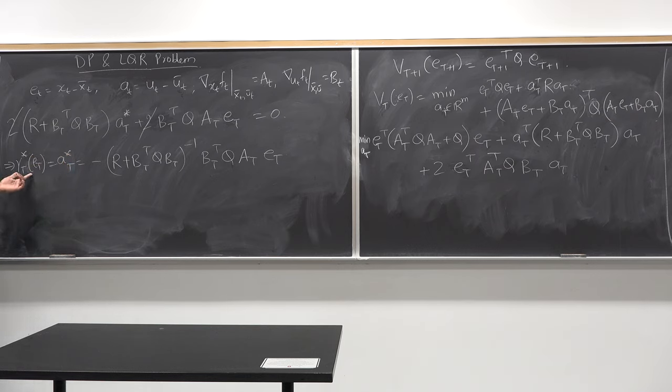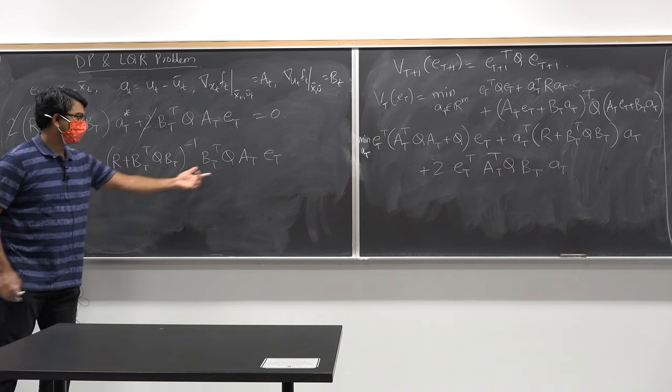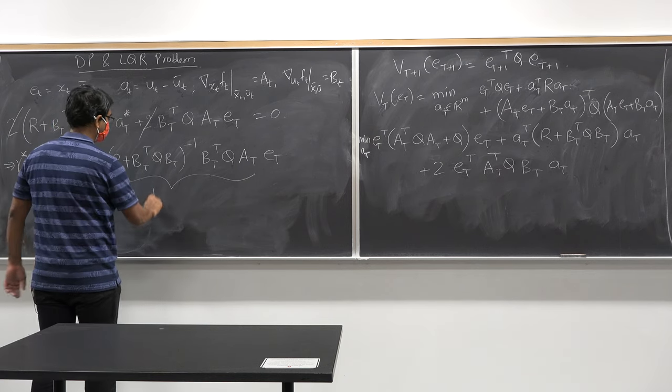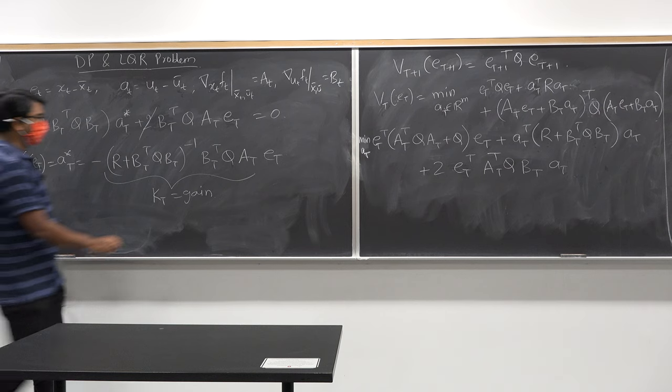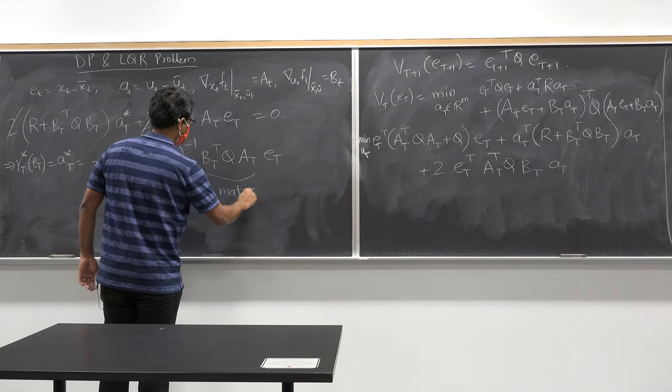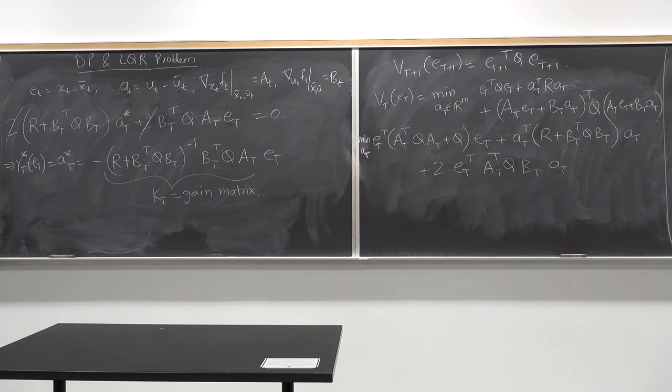So remember, my optimal policy is the optimal solution to that optimization problem, and that's given by this expression. And this is known as K_T, which is known as the gain matrix. Okay, this is the gain matrix. Any questions so far?